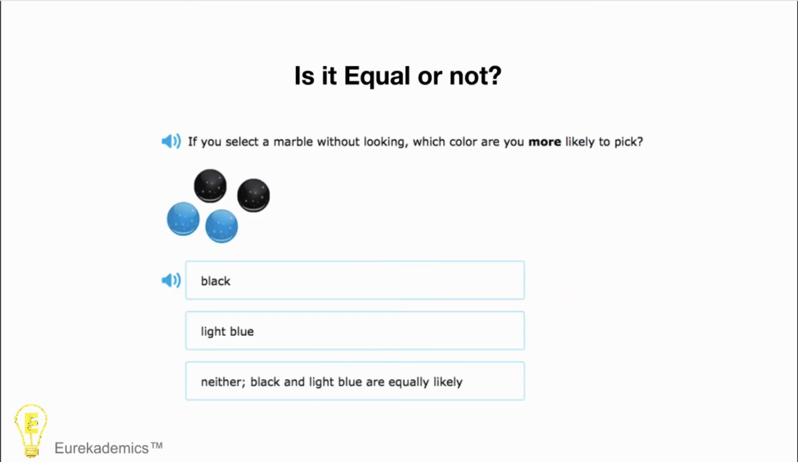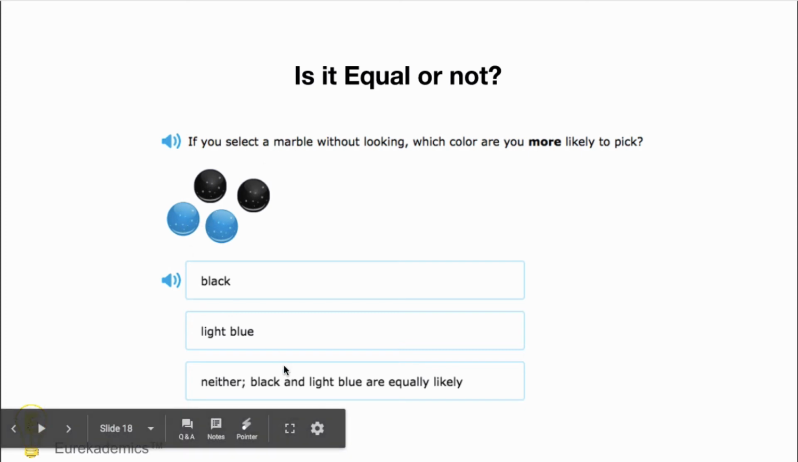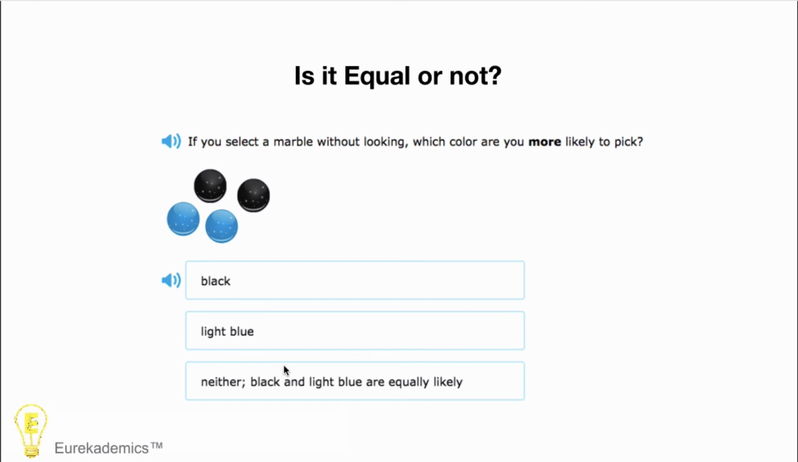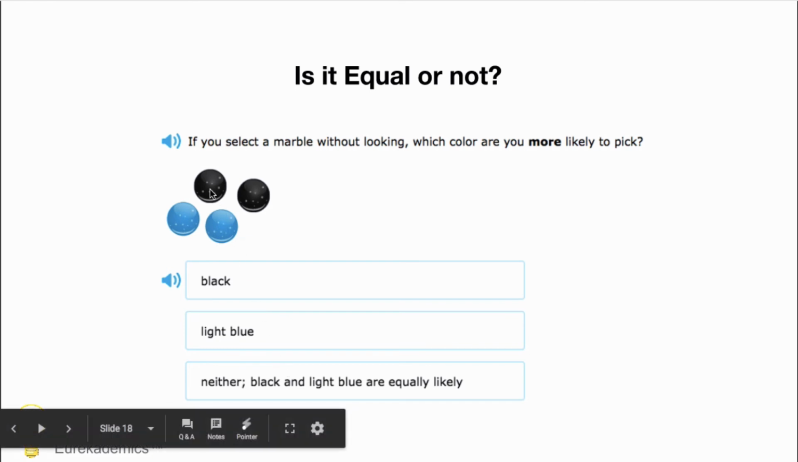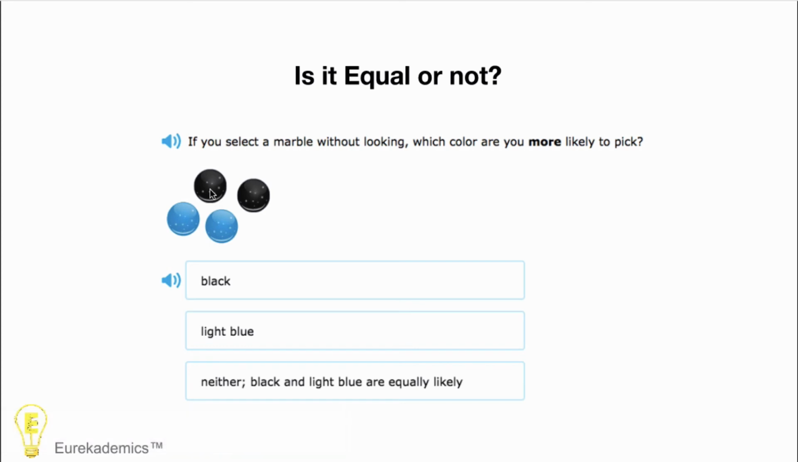And then is it equal or not? Let's look. Are the black marbles the same as the blue marbles? Well, what's the question say? What's our chances of picking a marble? So if you didn't see it, what's the chance of picking a blue one versus the chance of picking a black one? Now, I just want you to go with your intuition on this because there's the same number of black marbles as blue marbles. I would say we're equally likely to pick either one, right? So they're equal. The number of black marbles with the number of blue marbles is not greater. It's not like there's more black marbles than blue marbles. They're equal.